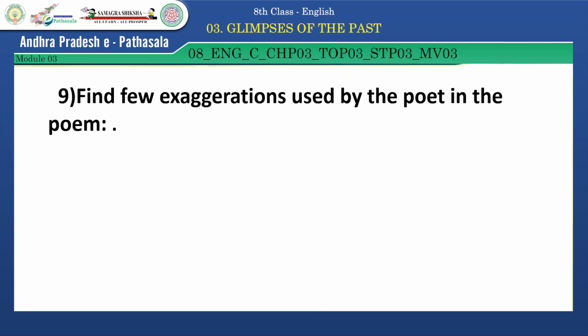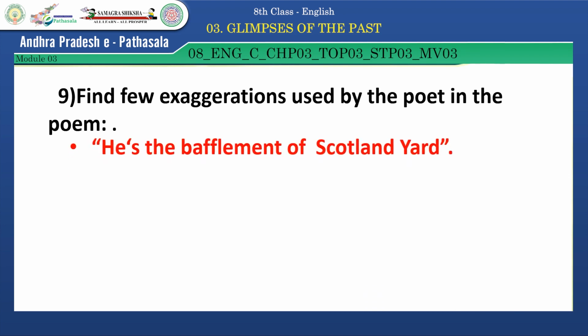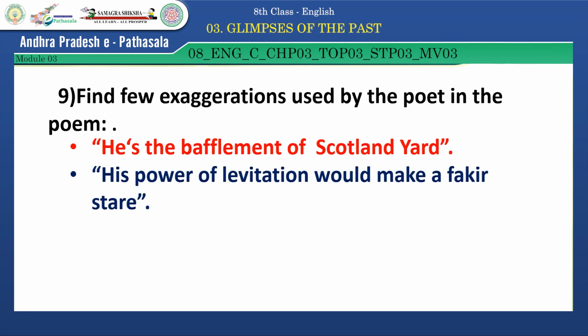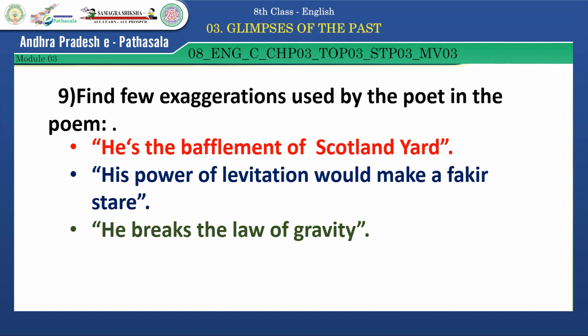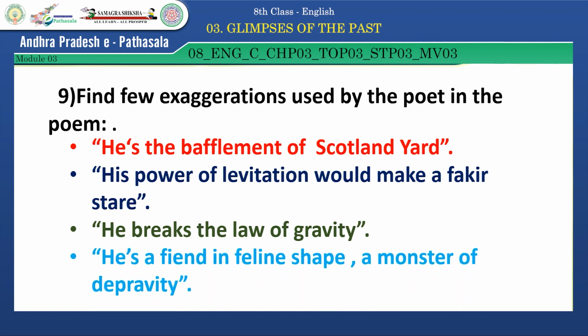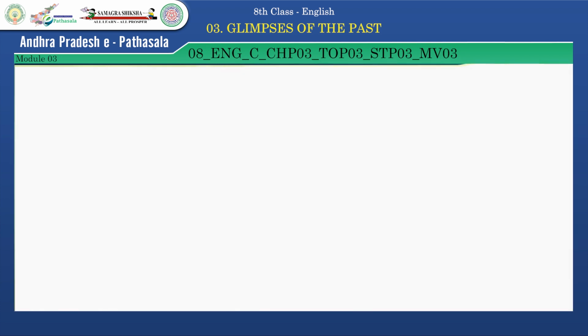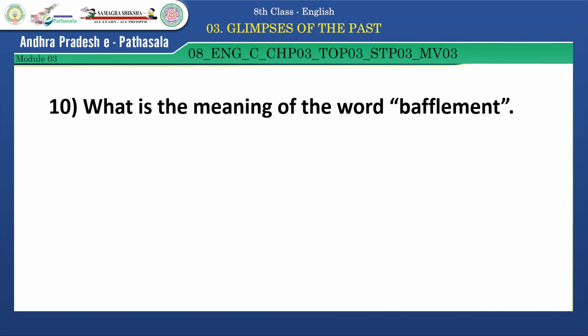Now, find a few exaggerations used by the poet in the poem. Now you can give me one by one. He's the bafflement of Scotland Yard. His power of levitation would make a fakir stare. He breaks the law of gravity. And he is a fiend in feline shape, a monster of depravity. Very good. Here comes your question on the screen. What is the meaning of the word bafflement? So who is ready with the answer? Go ahead. Confusion. Bafflement means confusion. Good job.